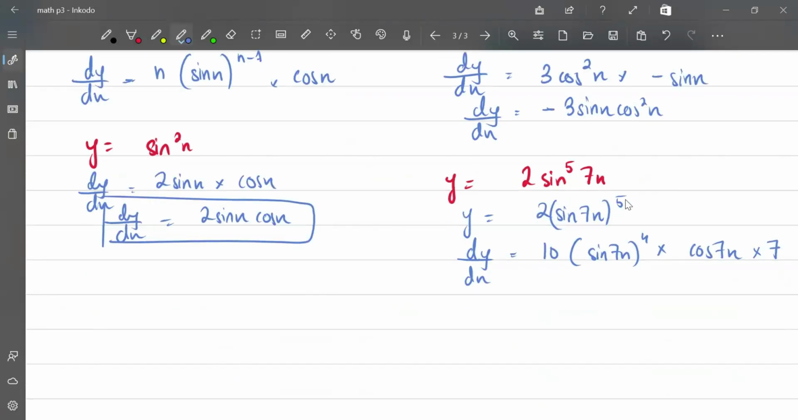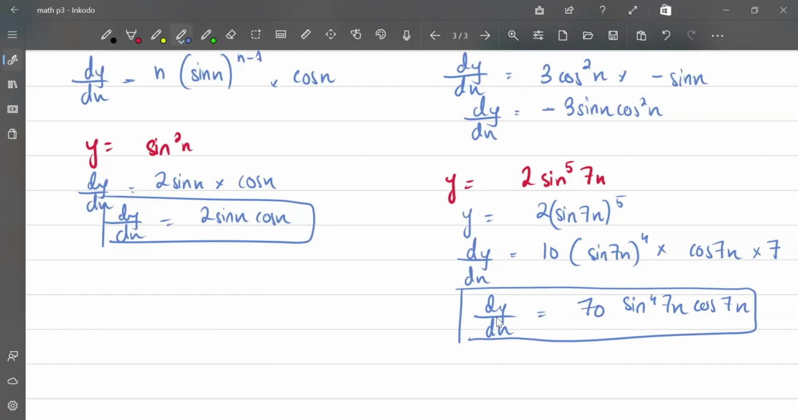So what we simply did here is we just differentiated as we would differentiate a normal function. 5 comes down, 5 times 2 is 10, sine 7x, 5 minus 1, 4, into differential of the bracket, sine 7x, which is cos 7x into 7. All right. So dy over dx is 70 sine to the power 4 of 7x cos 7x. All right. So this is the differential. All right. So I'm going to hold till here, right?